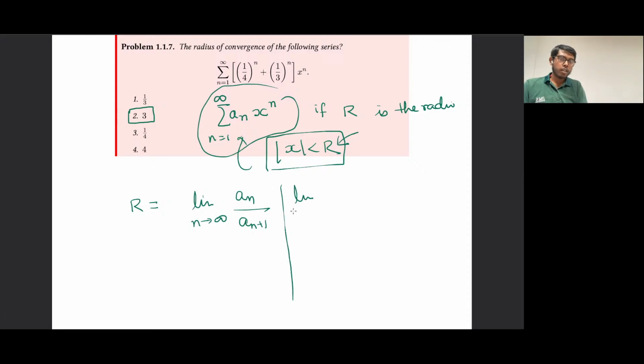So limit n tends to infinity of 1 by 4 to the n plus 1 by 3 to the n.